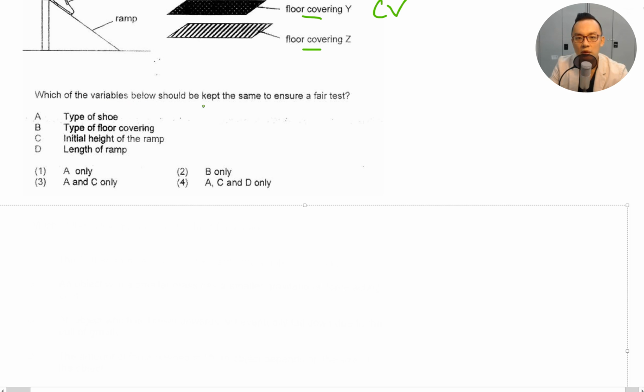Which of the variables below should be kept the same to ensure a fair test? Again, I say the only change should be the changed variable, which is the floor covering. So this one should be a changed variable, so it should not be kept the same. Type of shoe should be the same. Initial height of the ramp should be the same. Length of the ramp should be the same. So it's A, C, and D.